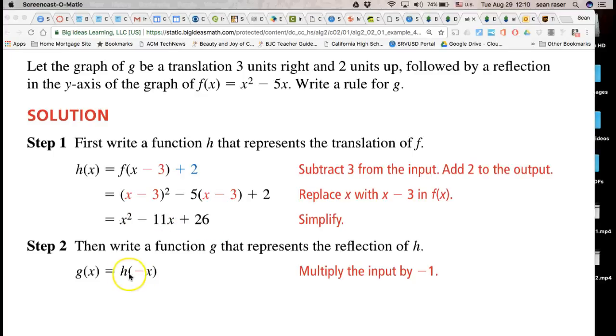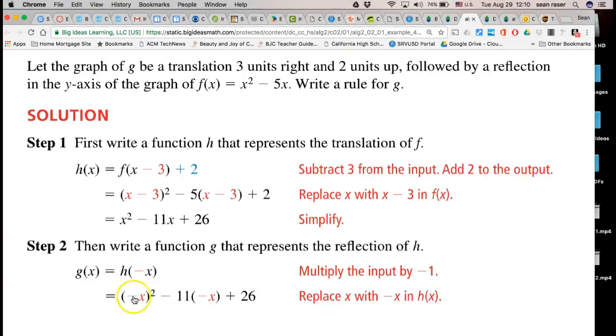Let's look at what that ends up being. Let's rewrite it with parentheses. You always want to make sure you include your parentheses so you don't lose track of a negative symbol. To simplify, remember, negative x squared is just negative x times negative x. That's going to give us positive x squared. Minus 11 times minus x, that'll be plus 11x, and then plus 26. So our final function is just going to be x squared plus 11x plus 26.